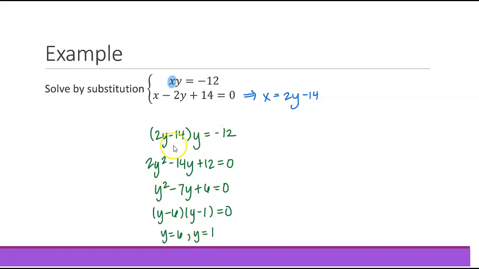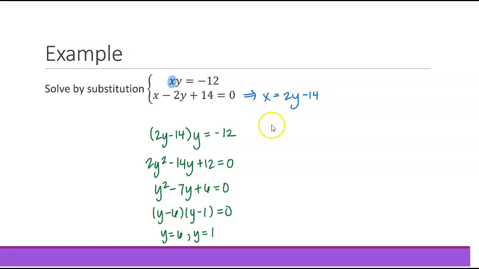But again, these are the solutions to this quadratic equation, not the solutions to the system of equations. I want coordinate points for that. So I'm going to substitute each of these y values into any of the equations involving x and y. I can plug these into the original 2, but the easiest thing, because I solved by substitution, is to plug into x equals 2y minus 14.